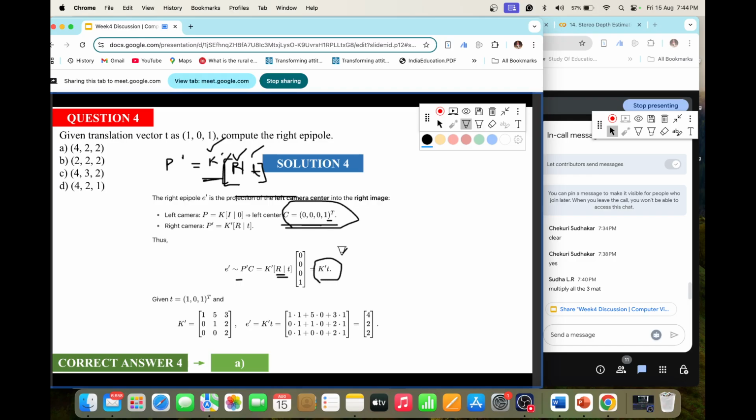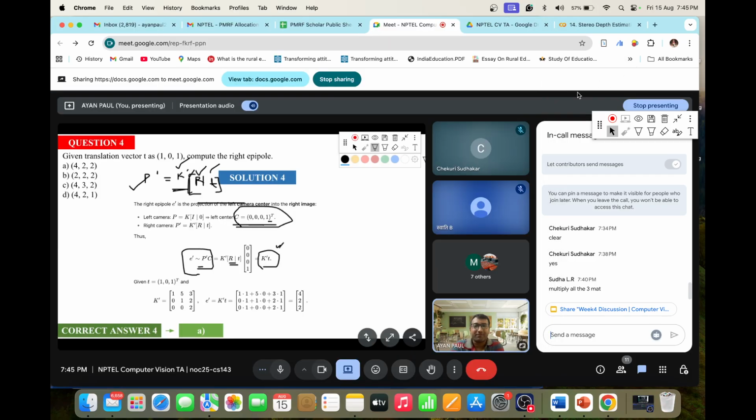Even if you don't understand this, just do this, okay? E dash is nothing but P dash C. You have P dash, I have already told you, that is K dash [R|T], and you have this C, which is 0 0 0 1. So you just multiply this and you will get the answer. So is it clear? E dash is P dash C, right?